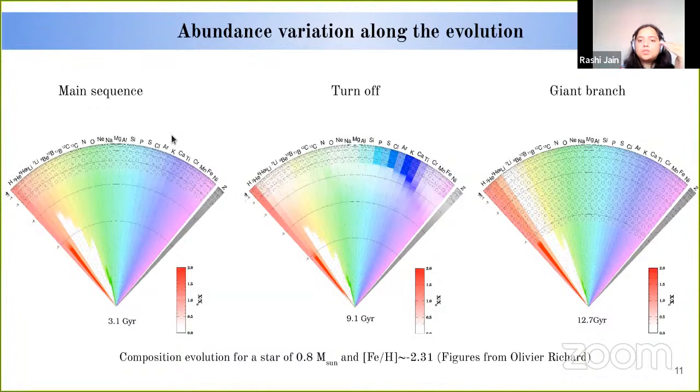But when the star moves to the turnoff and convection is stopped, because of atomic diffusion, the heavier metal sinks towards the bottom of the envelope, because of which the overall metallicity of the star, the gray bar here, becomes smaller than the main sequence. But when the star moves to the giant branch and the convection is reinitiated, everything is mixed back up. So there is no accumulation of any element on the top layer, and the metallicity increases back up. So this is expected from the theoretical studies.